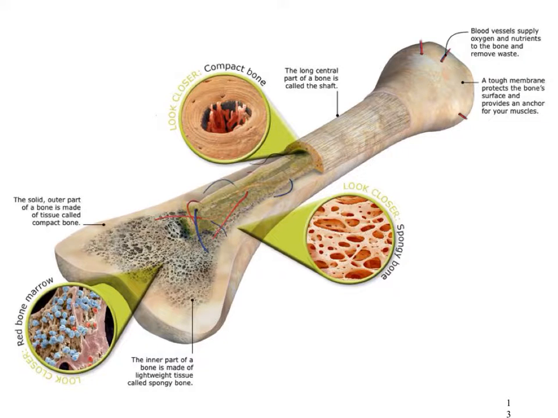This just shows you a closer look at what the two different types of bone tissue look like. This is your spongy bone right here. You can see once again there's a lot of different holes. It's not as strong as your compact bone, which is very, very tightly put together.